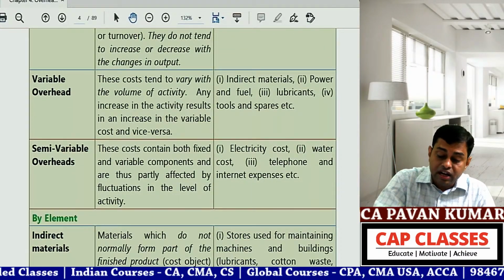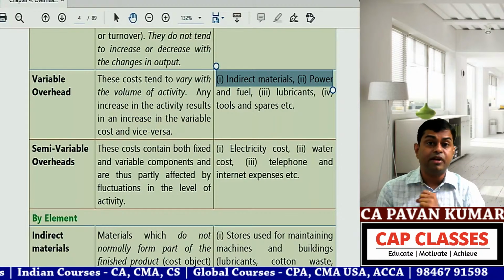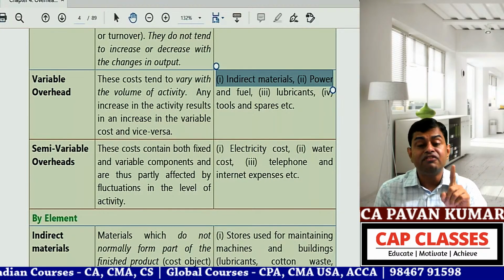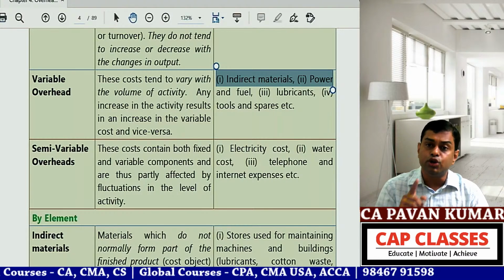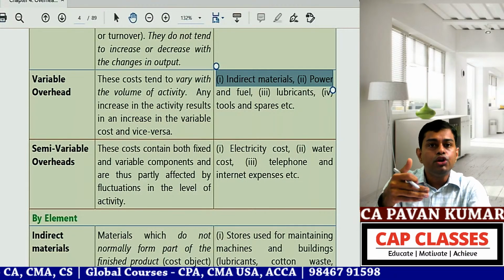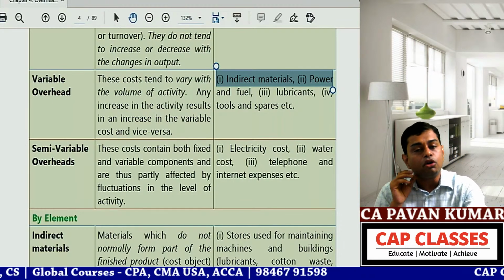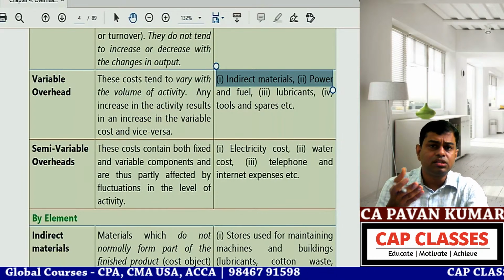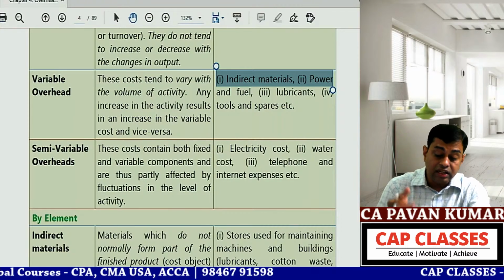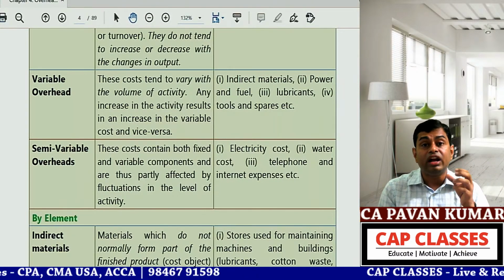Now what is variable overhead? Indirect materials, power, fuel consumption, lubricants, tools and spares, etc. This is very important for service costing also. You remember service costing? In service costing also, you will categorize that into variable overhead, fixed overhead, semi-variable overhead. Operating cost, maintenance cost, running cost, we call. Then semi-variable overheads: electricity cost, water cost, telephone, internet expenses.